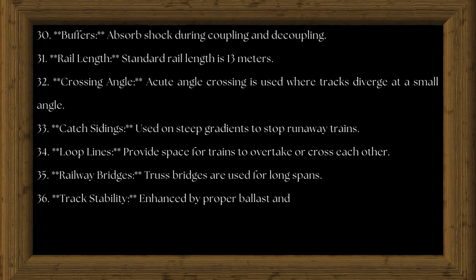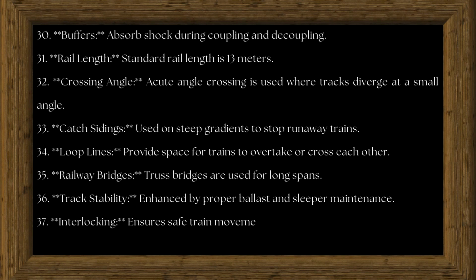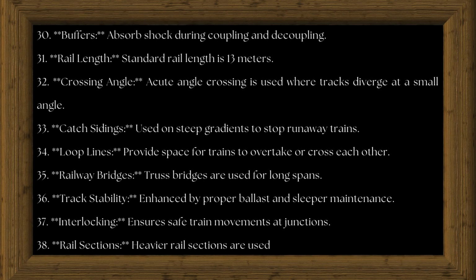Track stability: enhanced by proper ballast and sleeper maintenance. Interlocking: it ensures safe train movement at junctions. Rail sections: heavier rail sections are used for mainline tracks. Loco shed: maintenance facilities for locomotives.